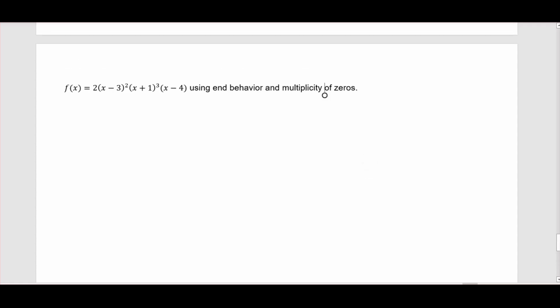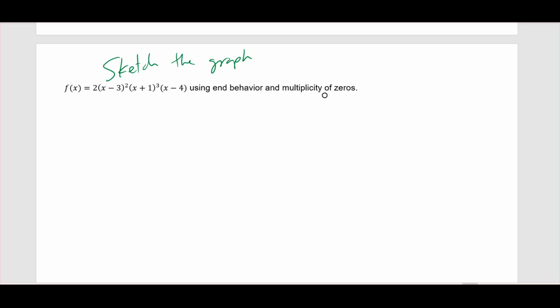All right. So here's another example of a polynomial. We want to draw the graph. I guess I didn't write that in there. Sketch the graph using end behavior and multiplicity of zeros.